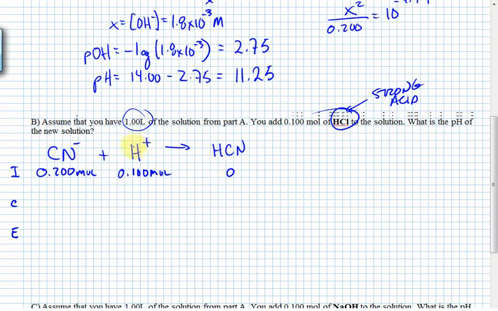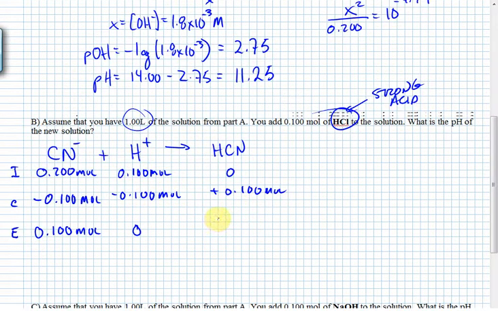What happens? The H+ reacts with the CN-. The CN- is going to decrease by 0.1. The H+ is going to decrease by 0.1. And the HCN is going to increase by 0.100. When the reaction is finished, therefore, my concentration of the CN- cyanide is going to be 0.100 molar. My hydrogen ion concentration is going to be essentially 0.